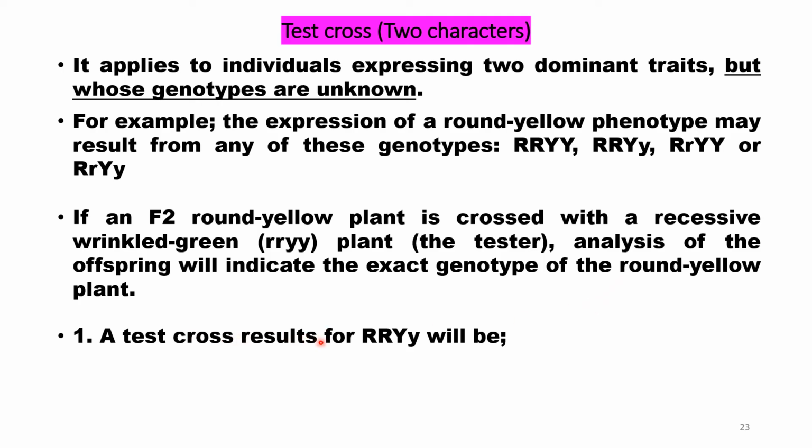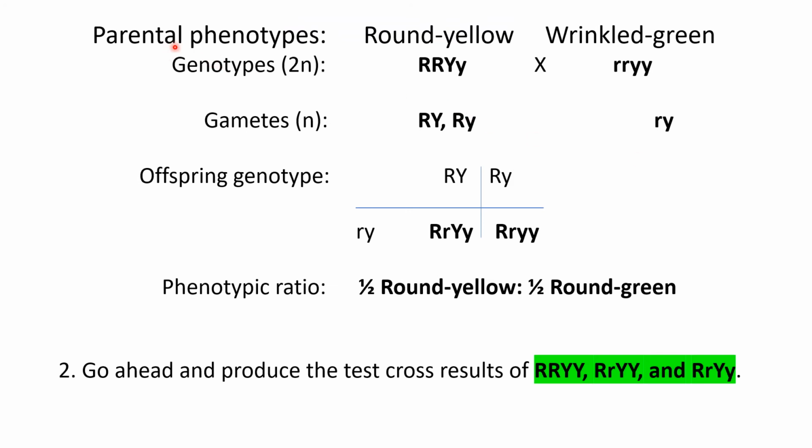So let's look at the test cross result from this particular genotype. It is round yellow, tested against wrinkled green. These are the gametes. And when you do that, these are the offspring that we produce. 50% will be round yellow and 50% will be round green. The result is because it's heterozygote. So go ahead and produce test cross results of this, this, and this.